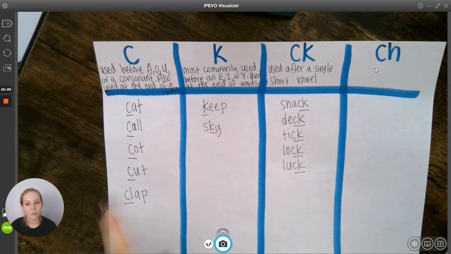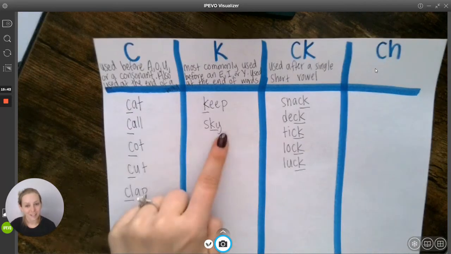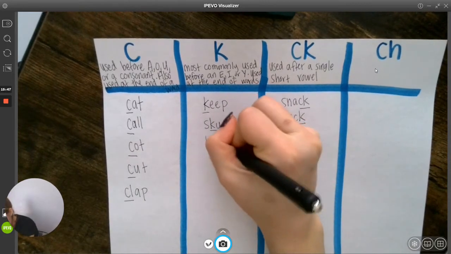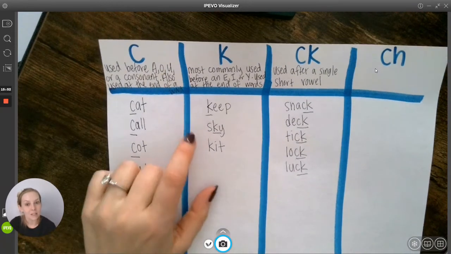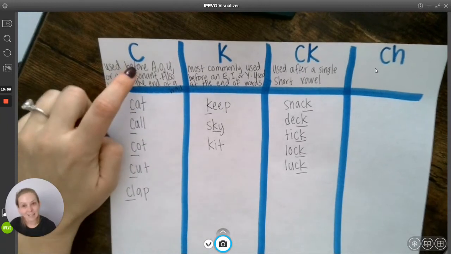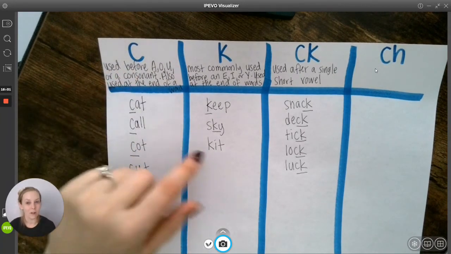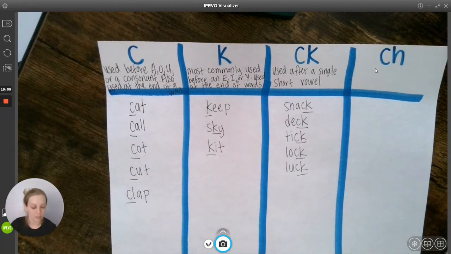Let's do it again. I'm going to give you a word. Point to where it'll go. Kit. It'll go again under K column. Kit. And why is it not spelled with a C? Because it's followed by an I. And we know that C softens to the soft S sound when followed by E, I, or Y. So this, again, has to be tall K.